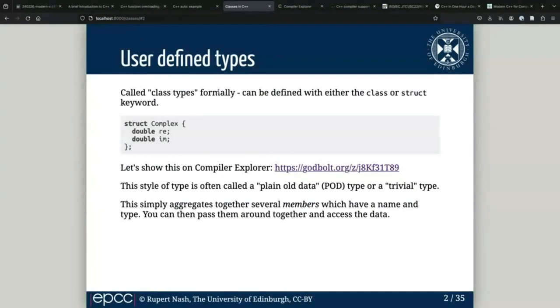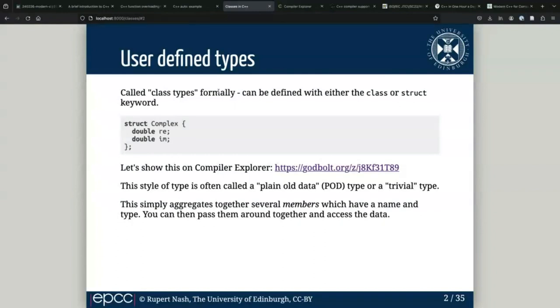Class types can formally be defined either with the class or struct keyword. Now, C doesn't have the class keyword, but it does have the struct keyword, so this example here, struct complex, would compile in C. This is often known as a plain old data type or a trivial type. It's an aggregate type, so it aggregates several members, which have a name and a type. You can then pass them around together and access the data.